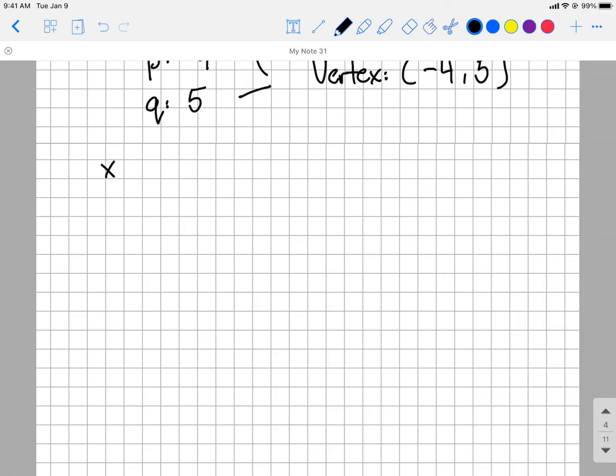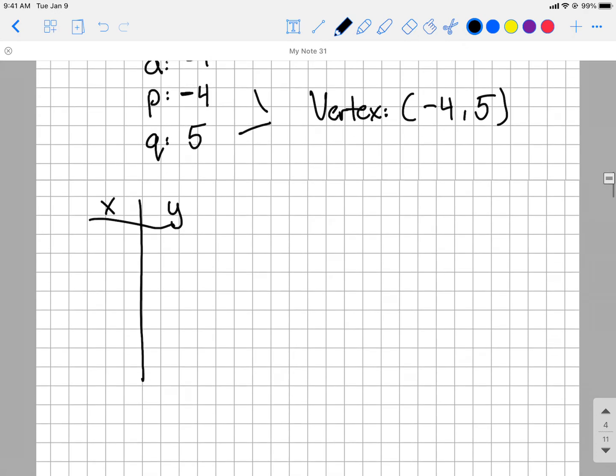So first things first, our table, we've got x, we've got y. We put our vertex in the middle, so that was -4 and 5. As I mentioned, we want 2 points on either side, so we're going to go with -3 and -2, and then also -5 and -6. Keep in mind, again, that these points are going to be mirrored with each other, so we only actually have to deal with 2 of them. Generally, you want to go with the easier numbers, so we'll probably go with -2 and -3 and see how it goes.